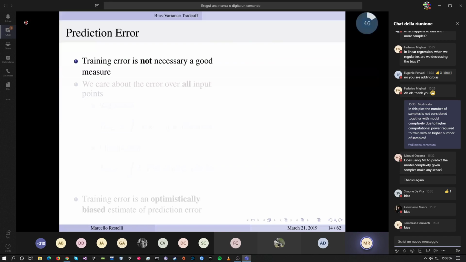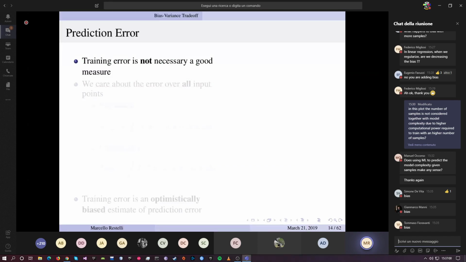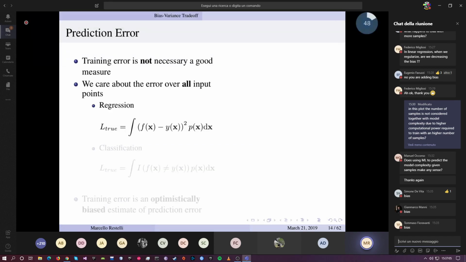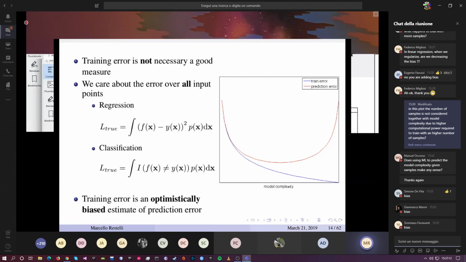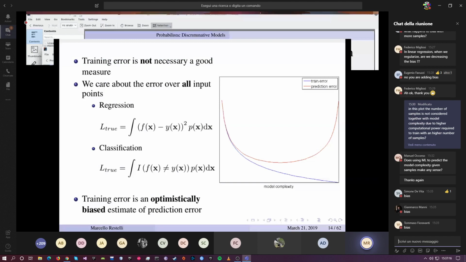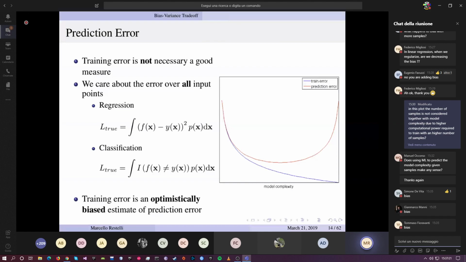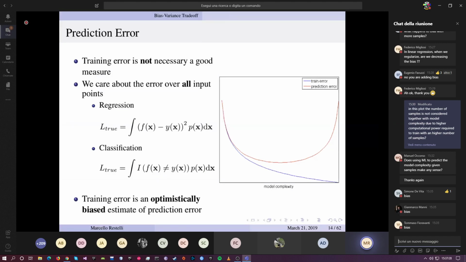What we want to predict is the prediction error, what we have called the true error, the error over the whole input space. This is what I would like to have. And as you can see, by increasing the model complexity, while the train error, the blue line, always decreases, the prediction error, the true error, can, at a certain point, start increasing.